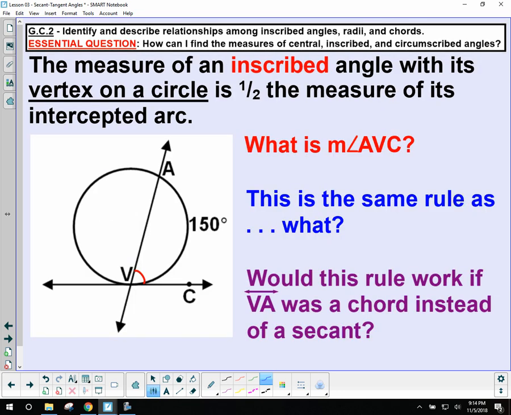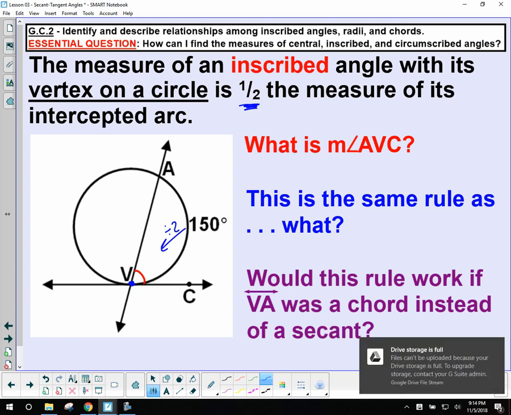The measure of an inscribed angle with its vertex on a circle is half the measure of its intercepted arc. So, what is the measure of AVC? AVC is on the circle, which means you go half, or you divide by 2. So 150, half is 75. So it is indeed 75 degrees.